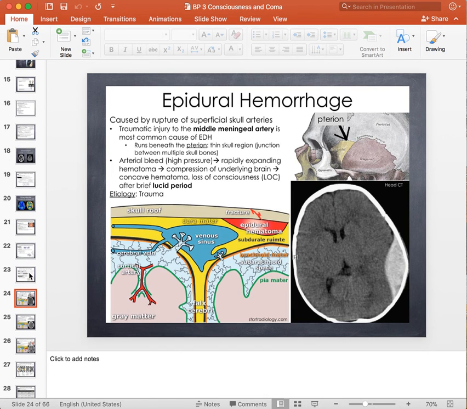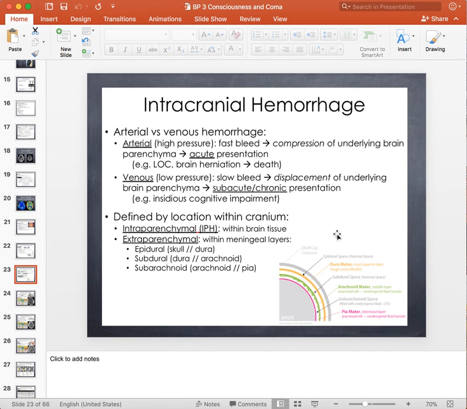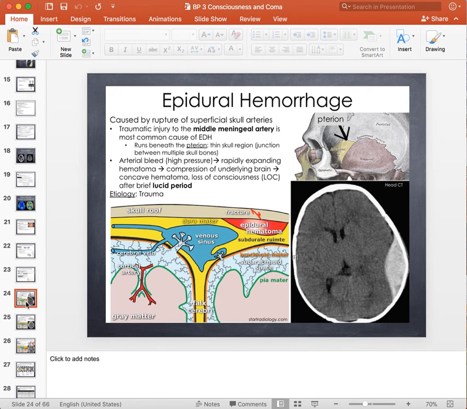So a review of those different kinds of hemorrhages. Let me go back real quick. This is so great. This slide right here. I mean, if you understand this, you're doing really well in terms of understanding. So that's a great little figure to remember. Thank you for that.